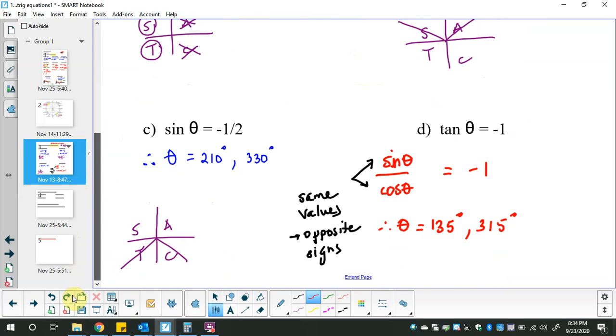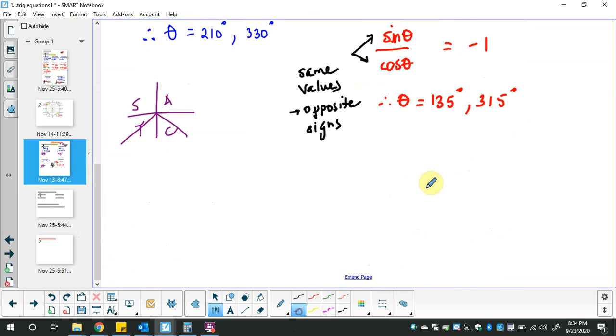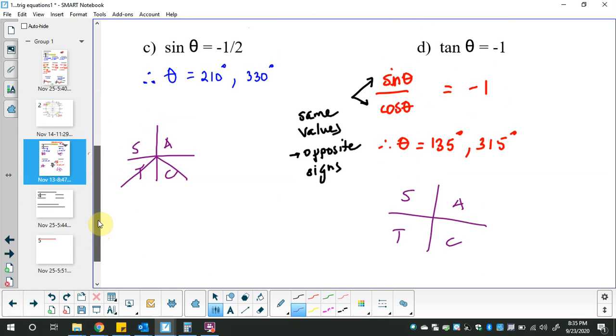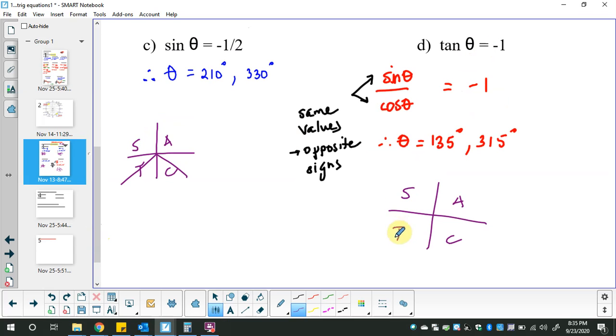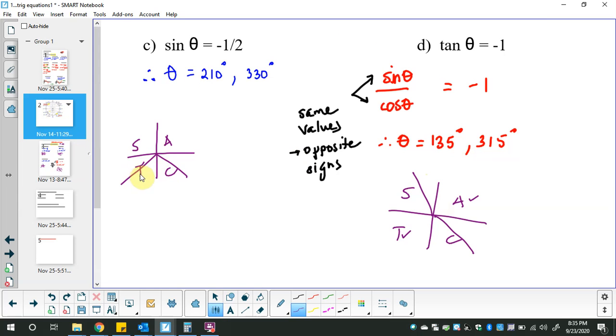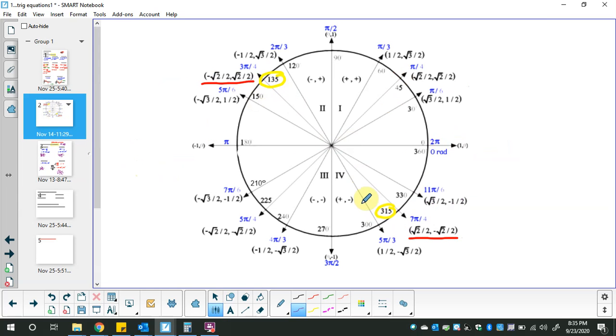And it is also in keeping with the cosine, or sorry, the CAST rule. Because we should be able to figure out where tan is positive. So tan is positive here, because that's what the T stands for. And tan is positive here because that's what the A stands for. So when we're looking for tan is a negative value, you're going to look in the other two spots, and if I take a look where the 135 and the 315 is, they're in the other two spots. So this is not a surprise whatsoever.